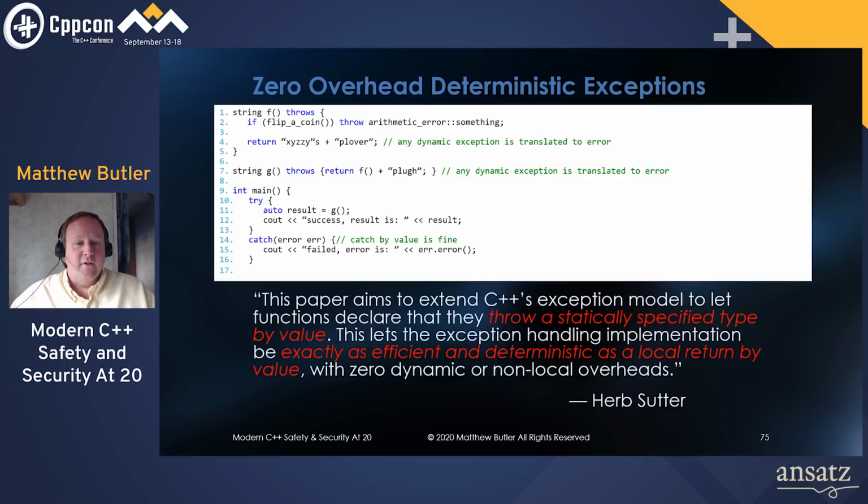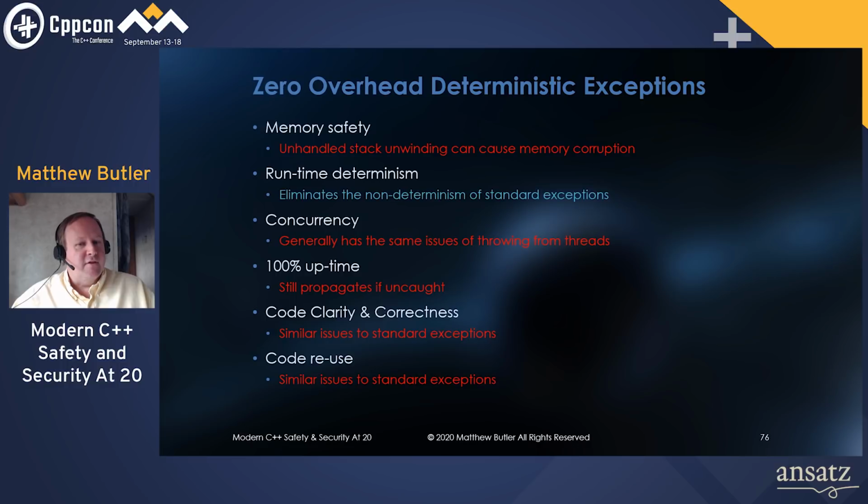Now, this is a proposal. It's not gone in. It's something that we're looking at right now. We're still sort of discussing and working on it, and you have a lot of people on both sides that either like this or don't like this. One of the things, and you can see these are mostly red, I like that it eliminates the non-determinism because it does help with runtime determinism, but all the red is still there. You still have stack unwinding. You still have all of the problems with code clarity and correctness and code reuse. You've still got to have a try catch to make sure that you catch it. If you don't, it unwinds the stack.